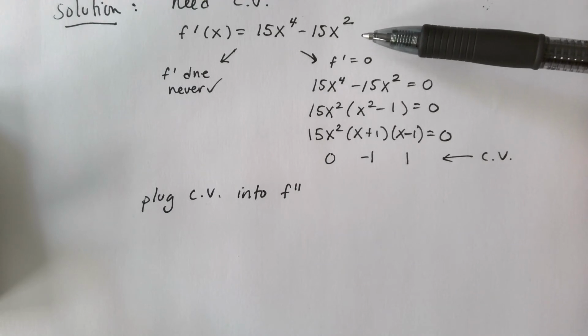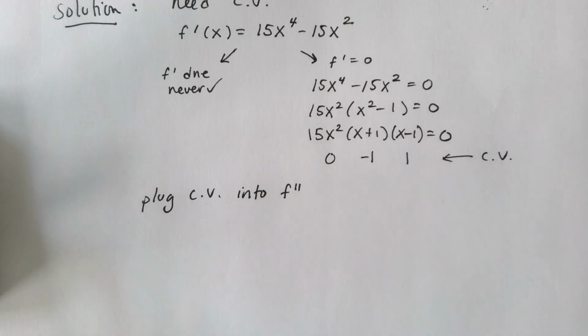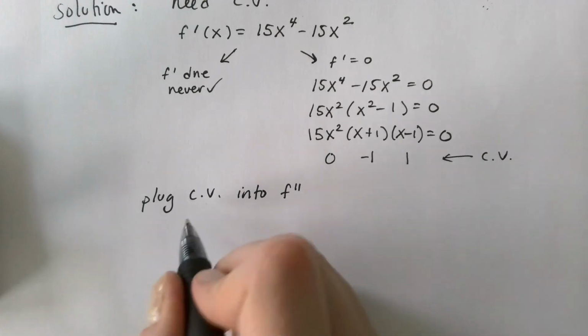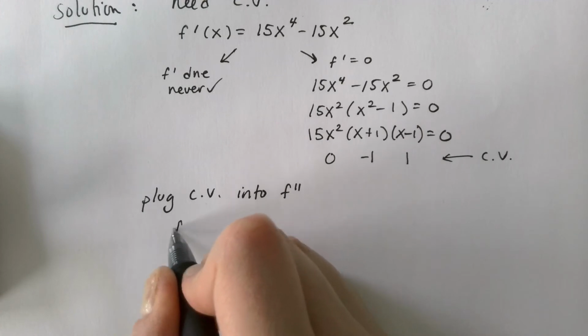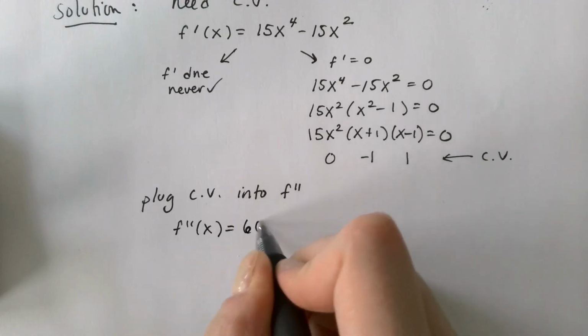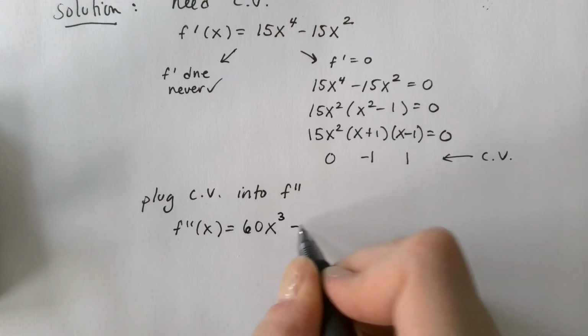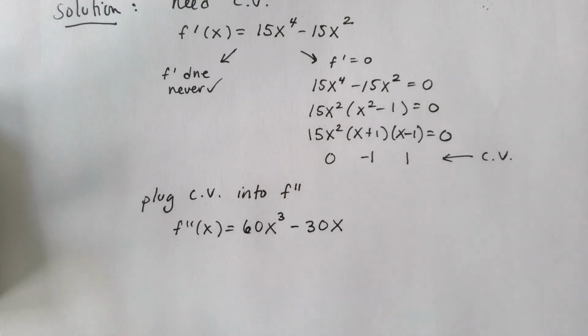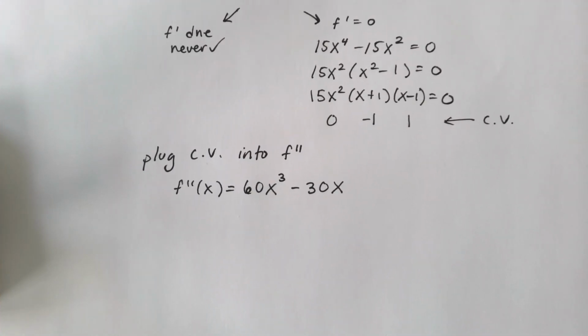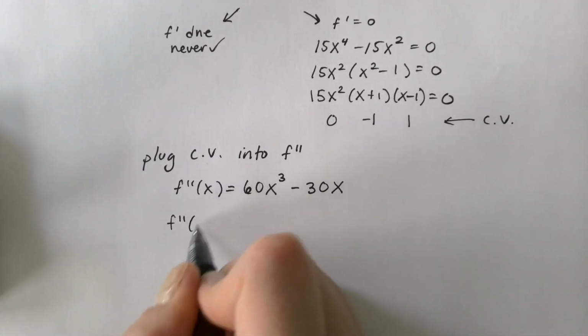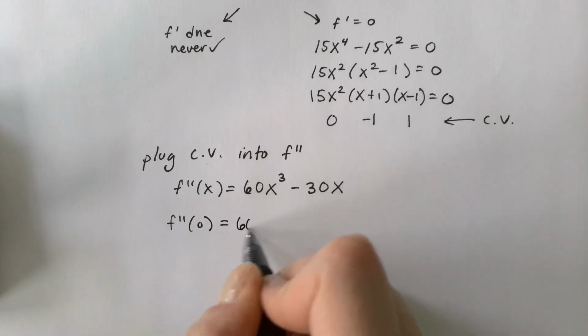So I'll get 4 times 15, which is 60. I guess I should have known that. We'll have 60x cubed minus 30x. That's my second derivative because it's the derivative of the derivative. Okay, so I want to plug my 3 critical values in there and decide what is going on. Alright, so if I plug in 0, I actually get 0 out.